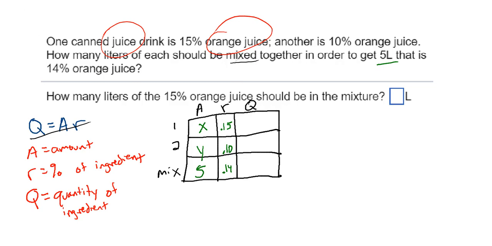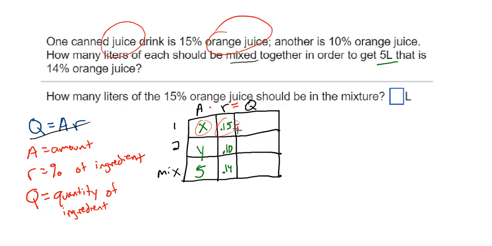The next thing we're going to do is apply the formula, A times R is equal to Q. So for each row, the A times the R in that row gives us the result for Q, so we want to write it in the box for Q. For the first row, for the first juice drink, we have A, which is x, times R, which is 0.15.